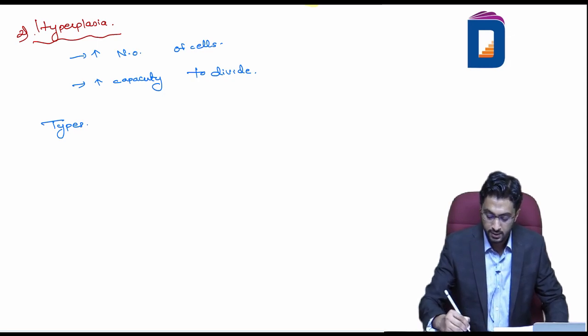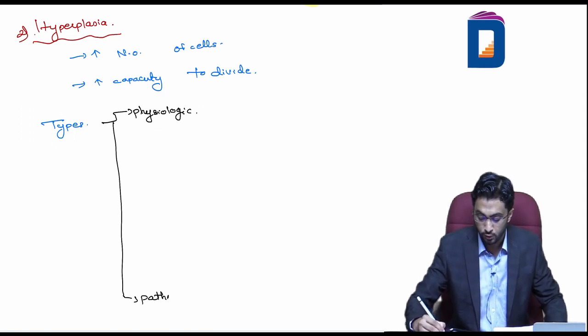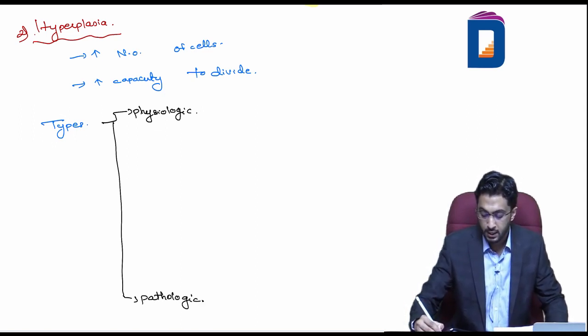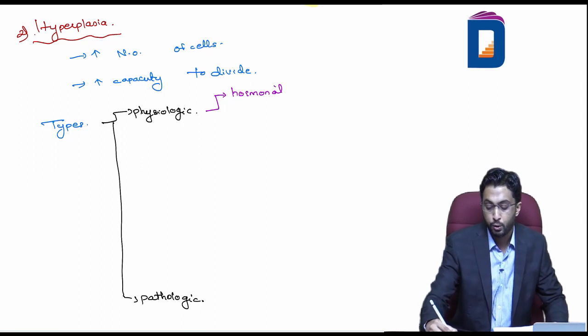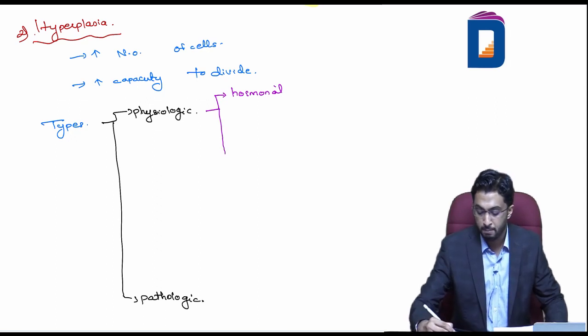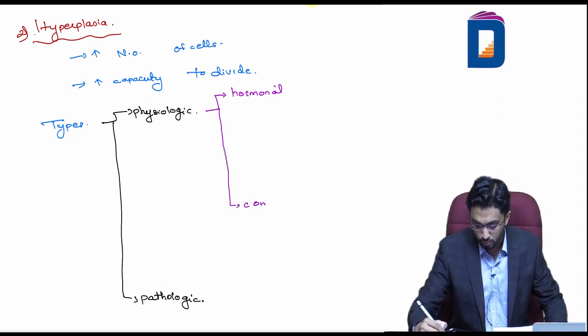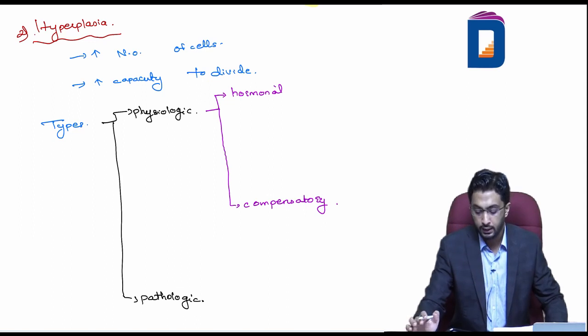Now when you come to the types, as previously described, there are two types: physiologic again, and also what is known as pathologic. Here the physiologic itself is divided into two types, hormonal and compensatory. I'll explain this.